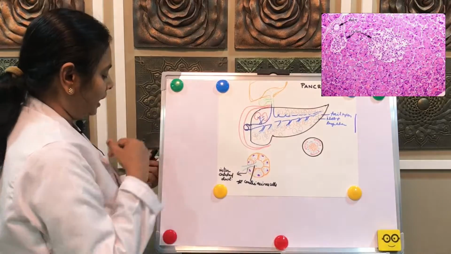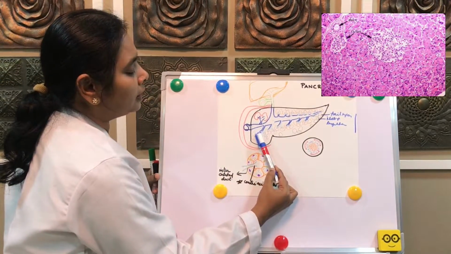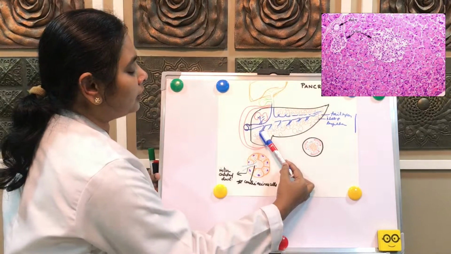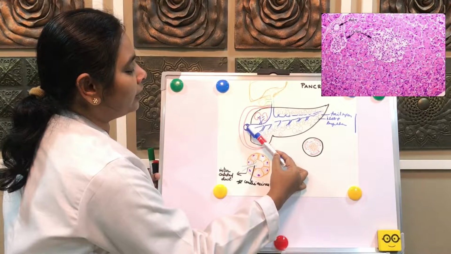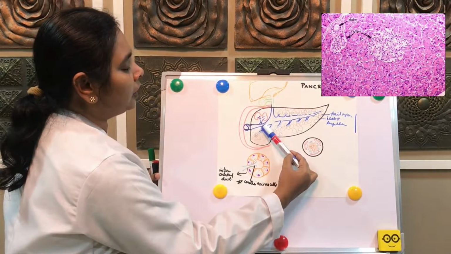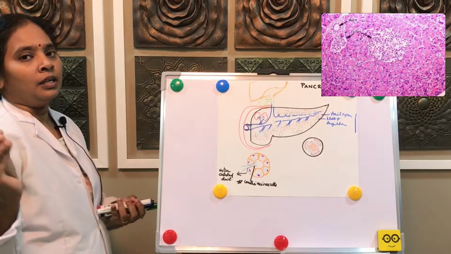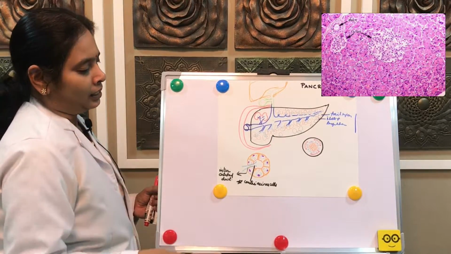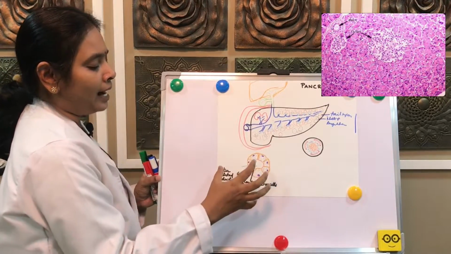From the intercalated duct, next character is intralobular duct. From the intralobular duct, interlobular duct. From the interlobular duct, the main pancreatic duct. This interlobular duct and the pancreatic duct, they are lined by simple or low columnar cells. Okay, so the main thing is secretory units are acini.